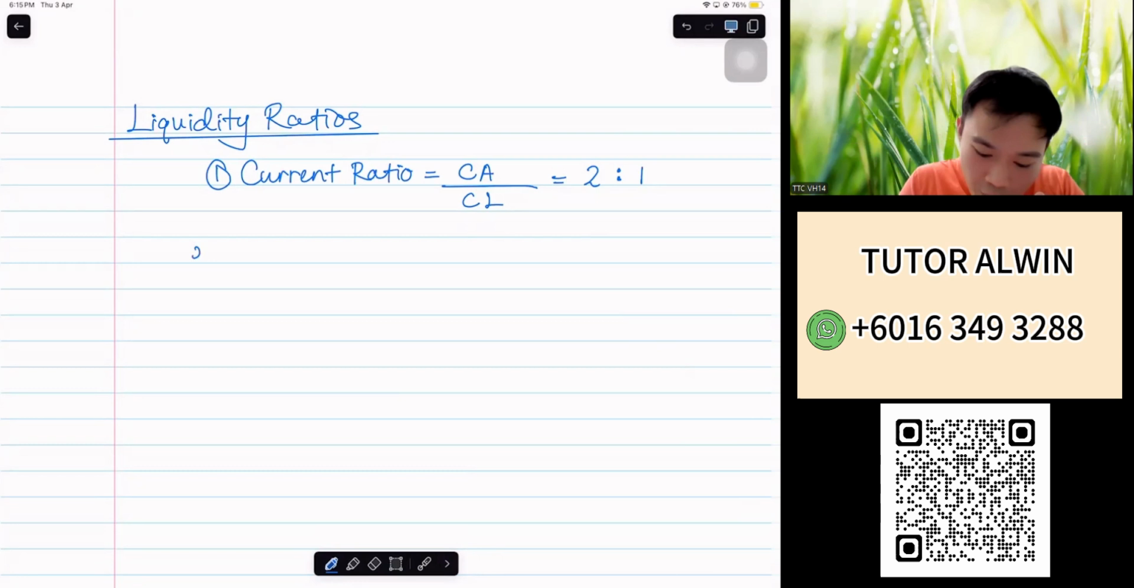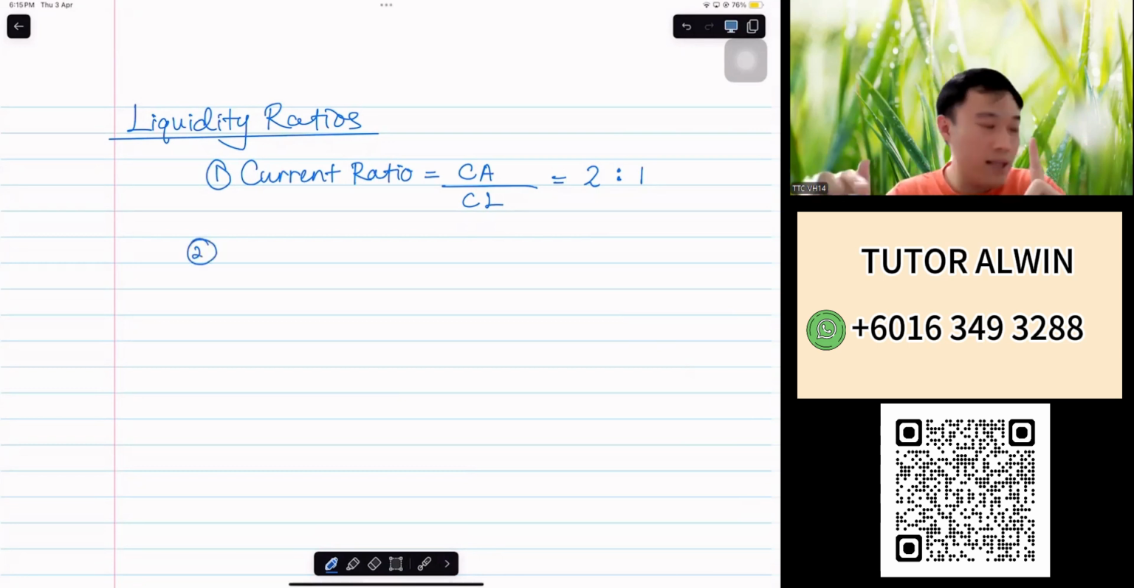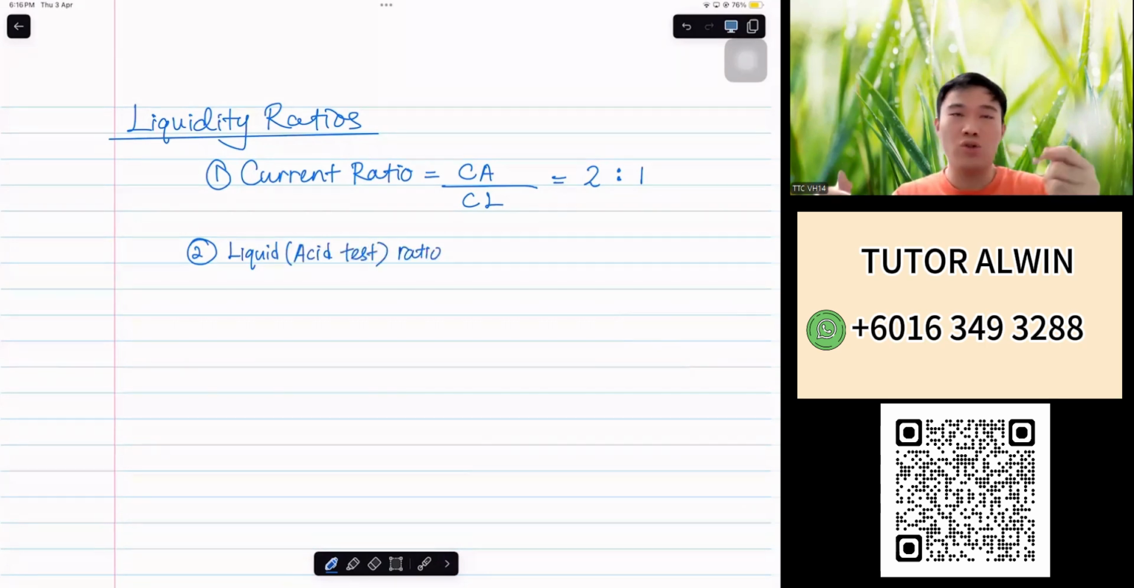The second one is even harsher, man, this is called the liquid, or sometimes they call it the acid test ratio, or quick ratio. I want it to be quick.